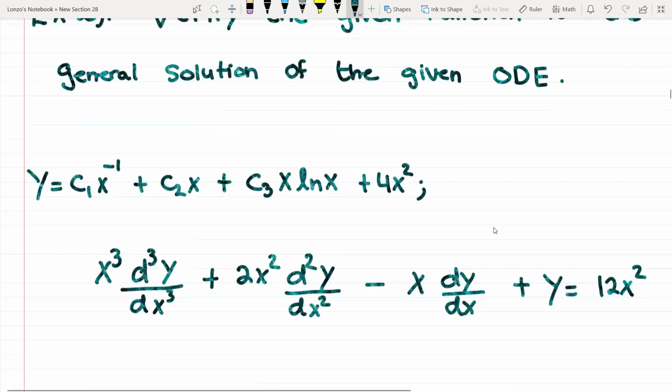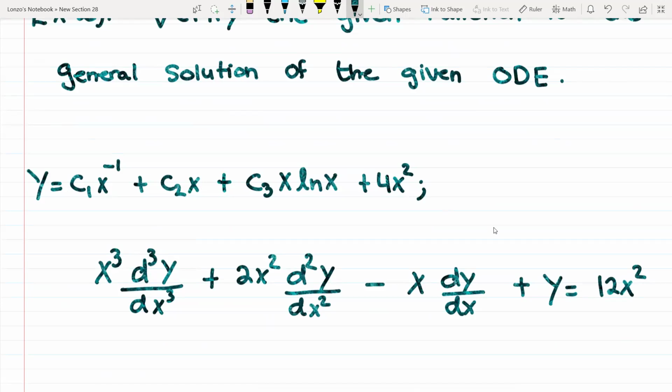So we have y equals c1 times x to the -1 plus c2x plus c3x times ln of x plus 4x squared. And we have to make sure we're just practically making sure the left equals the right.